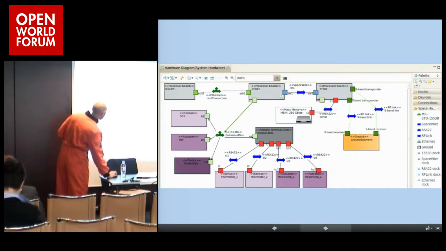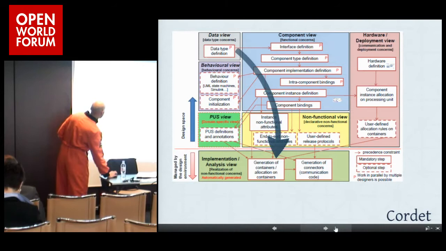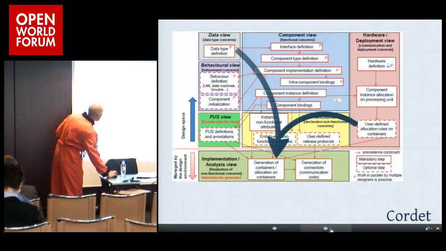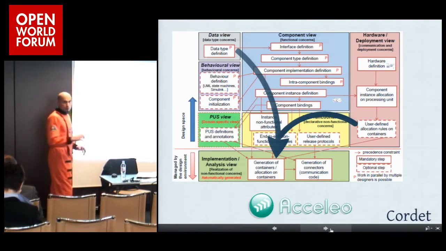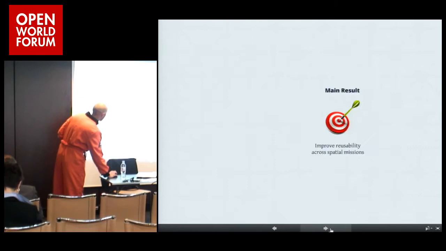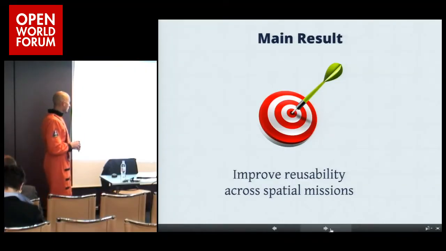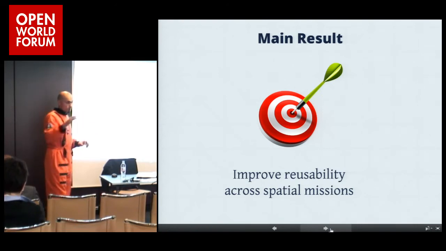After that, they have some data types, they use everything that has been designed, they combine it together, and thanks to Acceleo, another technology, they generate lots of code. And this code is directly deployed in the satellites. So basically, in this case, the main result is that they really improved the reusability of their logic, their functional components across several space missions.